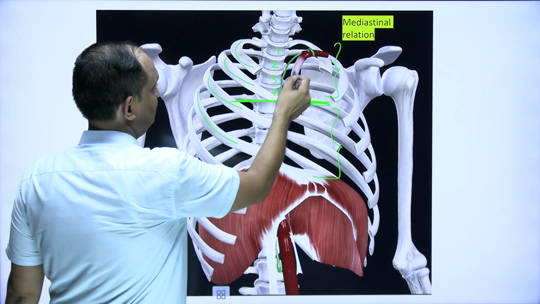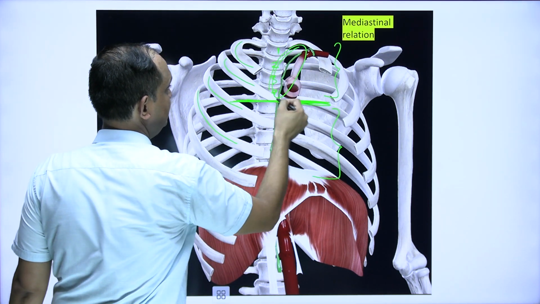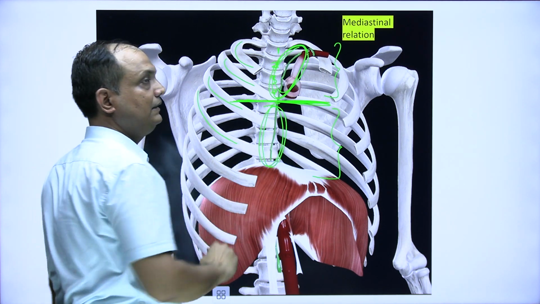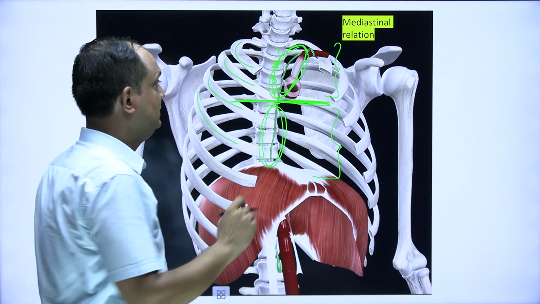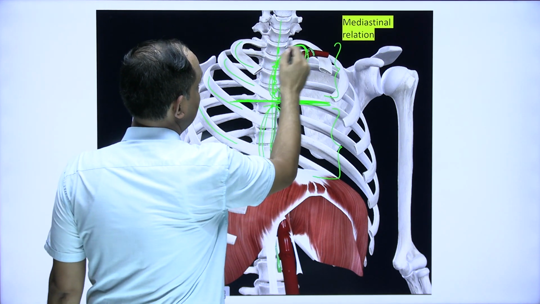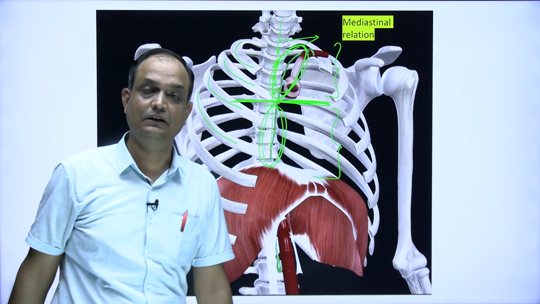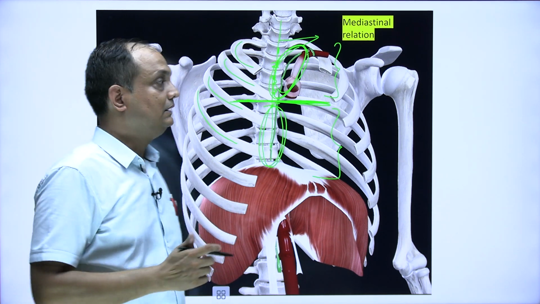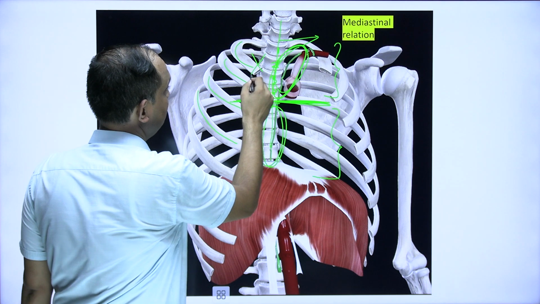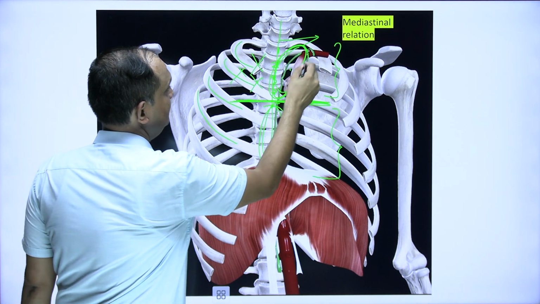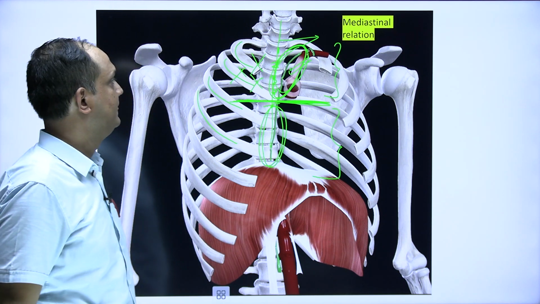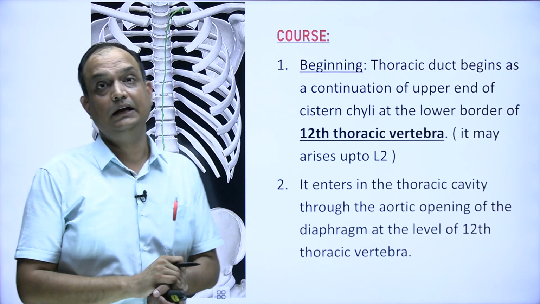So, this thoracic duct is present in the superior mediastinum as well as in the inferior mediastinum, but in the superior mediastinum, it is on the left side of the midline. This is the important thing to understand whenever you are reading about the superior mediastinum. This duct is not present in the right part of the mediastinum; it is seen in the left part of the superior mediastinum. Now, what is the beginning exactly?